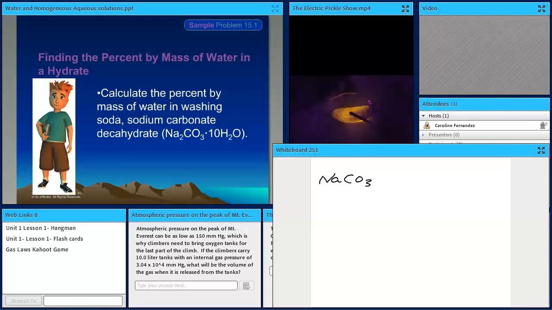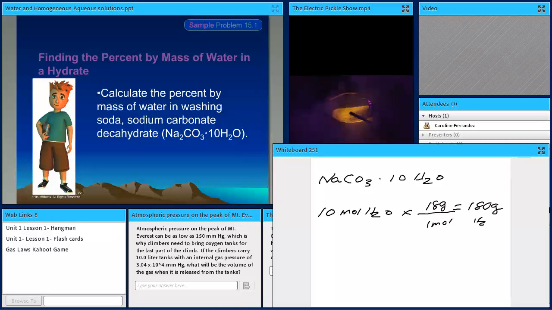So we know that we have sodium, we have carbonate, and 10 moles of water. The first thing we want to do is calculate the mass of the water in grams. I know that I have 10 moles of H2O, and every mole of H2O has 18 grams of water. So 10 times 18 is 180 grams of water. Okay, so that's the first part, the mass of the water. Now let's do the mass of the entire hydrate.